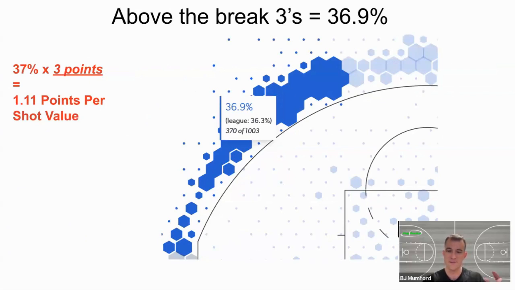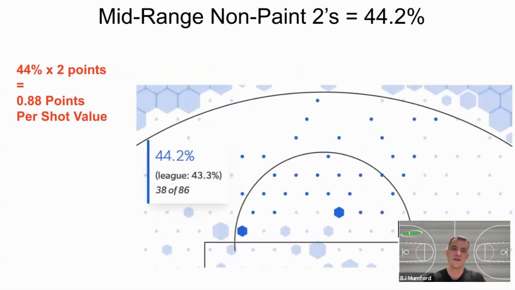But this is important because the next one shows the mid-range, what we call non-paint twos. So this is everything outside the paint that is not a three-point shot. So between the free throw line and three is where they highlighted here to just show this whole category. 44.2%. So again, slightly above the league. They're a skilled team. When they take these shots, they're still making them at a pretty good clip, but this is not a very good shot.